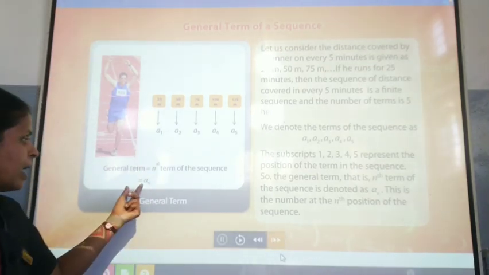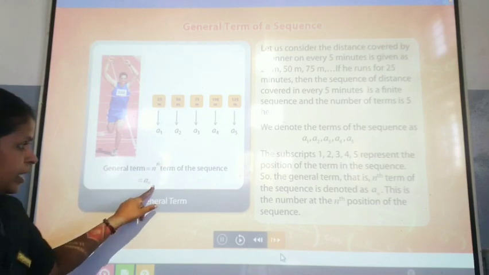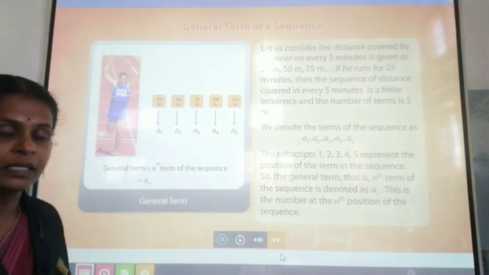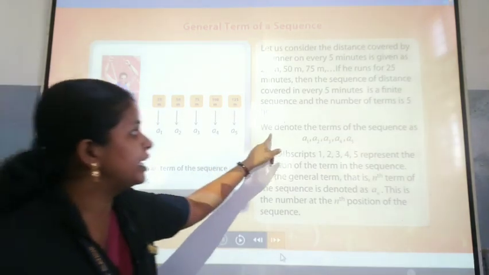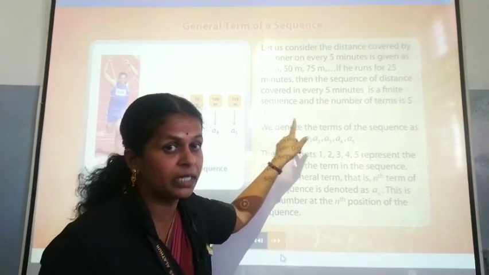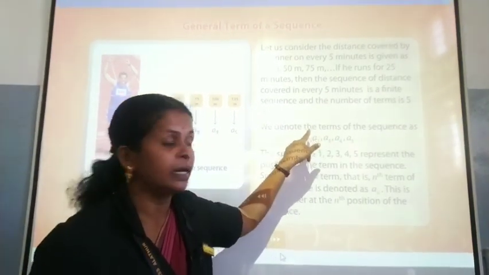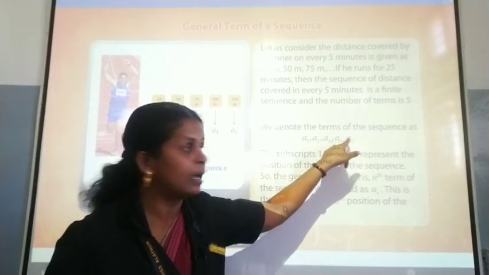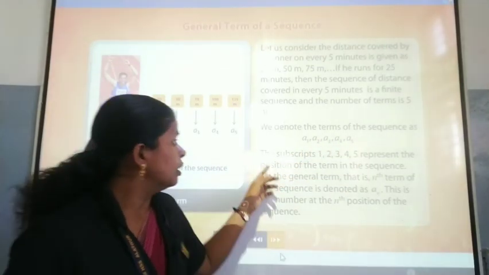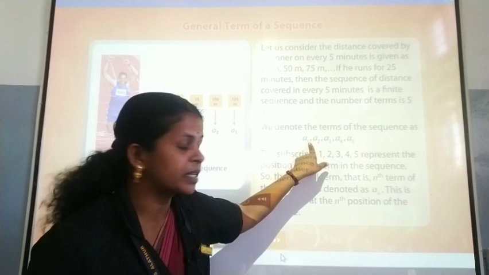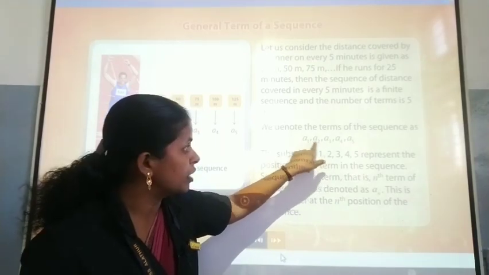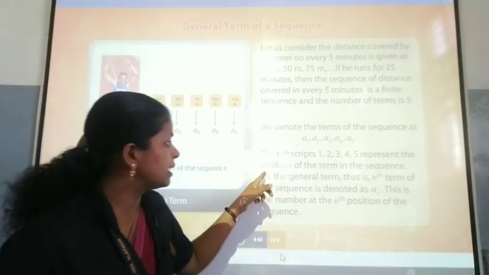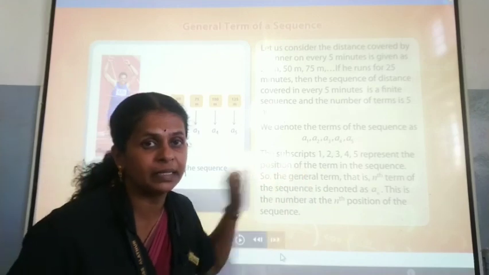It is denoted by an. What do we denote by an? The nth term of the sequence. In general, we denote the terms of the sequence as a1, a2, a3, a4, a5. The subscripts 1, 2, 3, 4, 5 represent the position of the term in the sequence.